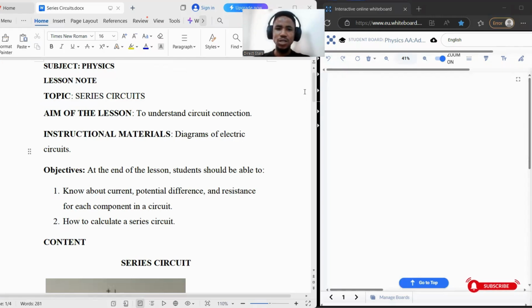Our subject for today is physics, while our topic is series circuit. So, the aim of today's lesson is for you to understand what a circuit connection is. Instructional materials: diagram of electric circuit. Today's objective is for you to know about current, potential difference, and resistance of each component in a circuit, and how to calculate series circuit.